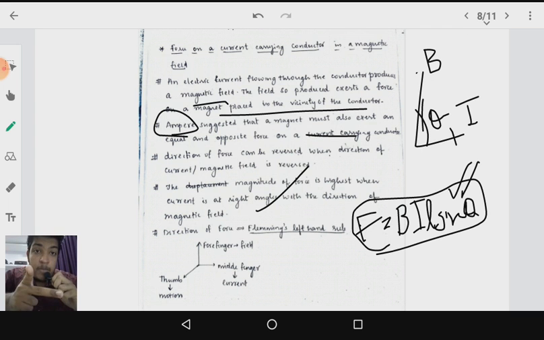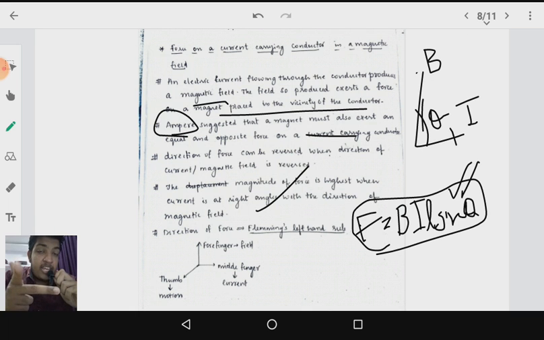Now the thumb is going to show the direction of the motion. Forefinger is going to represent the field, and the middle finger is going to represent the current. So you have to practice multiple times, then it will be very easy. Forefinger is going to represent the field, current is going to be represented by the middle finger, and thumb is going to be the motion. So thumb is going to represent the motion. Next, forefinger is going to represent the field, F and F. So it is very easy. And middle finger is going to be the direction of current.